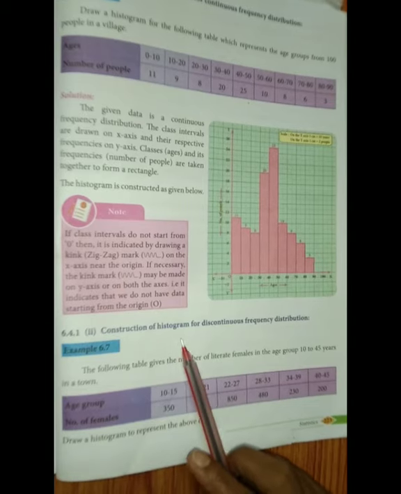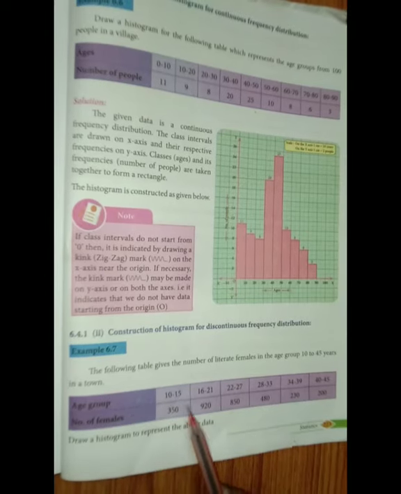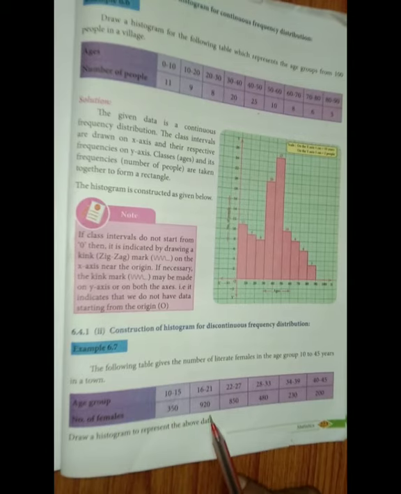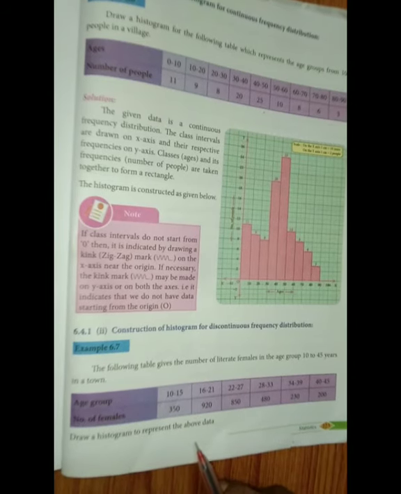Then the second example, construction of a histogram for a discontinuous frequency distribution. Example 6.7. The following table gives the number of literate females in the age group 10 to 45 years in a town. Age group 10 to 15, 16 to 21, 22 to 27, 28 to 33, 34 to 39, 40 to 45. Number of females 350, 920, 850, 480, 230 and 200. Draw a histogram to represent the above data.